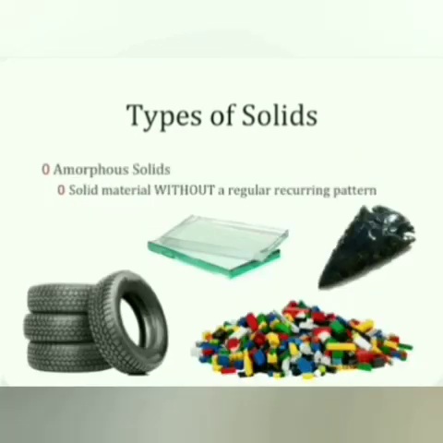Now we talk about the second type, the amorphous solids. Solid matter without a regular recurring pattern. Examples are glass and the rubber of a tire, which are hard materials.